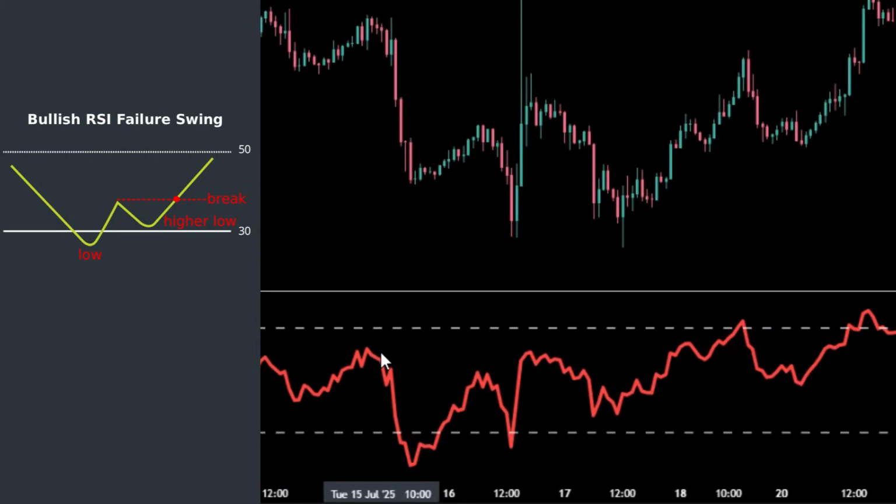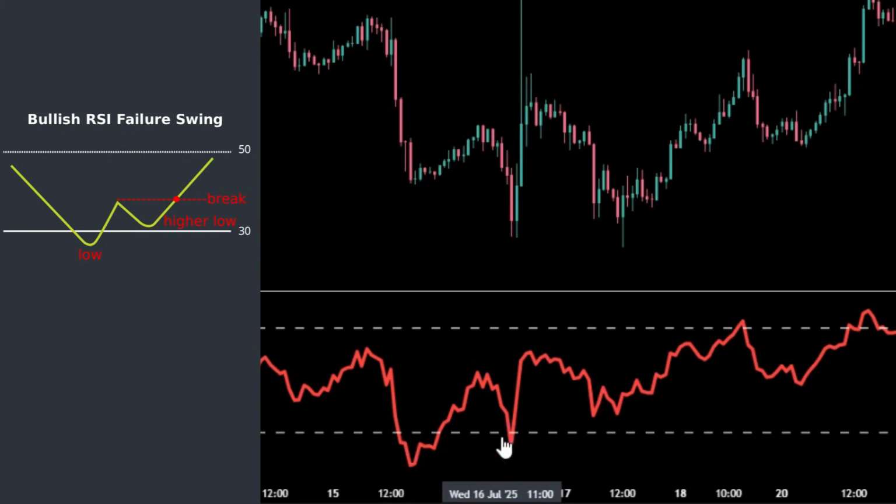First, RSI makes a low, often inside the oversold area. This shows a strong selling momentum. Then RSI moves higher, indicating a temporary recovery. After that, RSI pulls back again. At this point, something important happens. RSI fails to make a lower low. Instead, it forms a higher low, often staying above the oversold level.